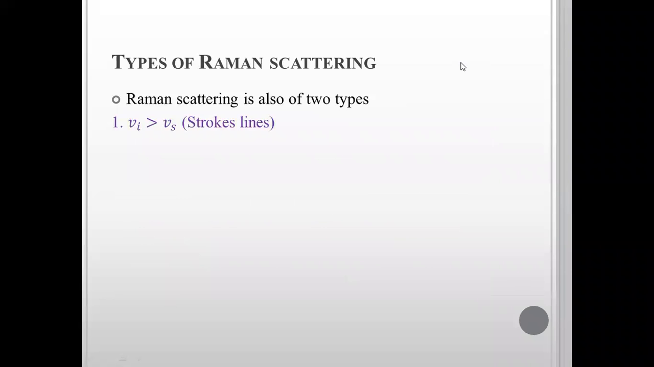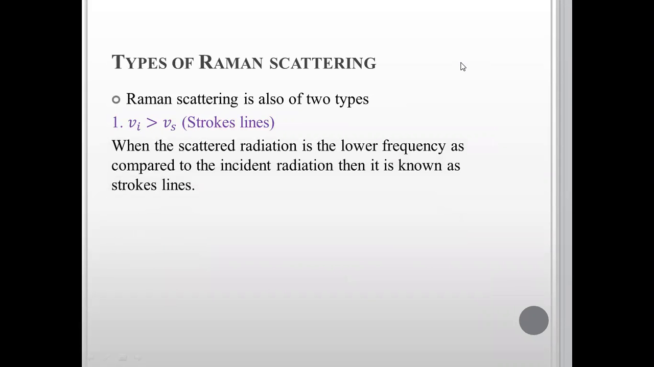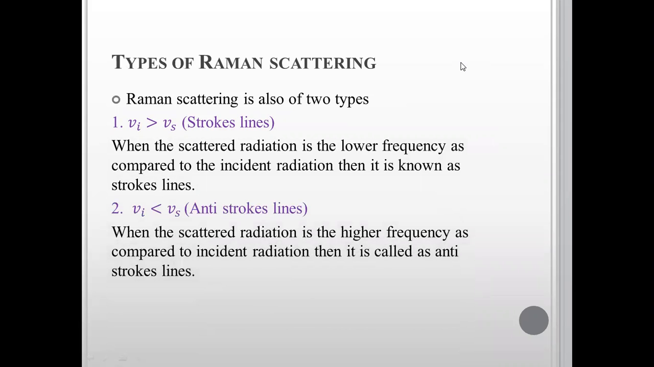So, Raman scattering is also of two types. First one is Stokes lines. In Stokes lines, the scattered radiation has a lower frequency as compared to the incident radiation, then it is known as the Stokes lines, and we call it Stokes scattering. Second one is anti-Stokes lines. When the scattered radiation has a higher frequency as compared to incident radiation, then we call it anti-Stokes scattering, and the lines we see in the Raman spectrum are known as anti-Stokes lines.